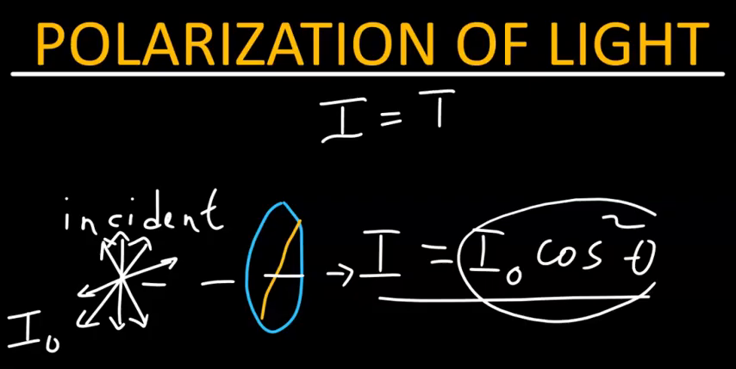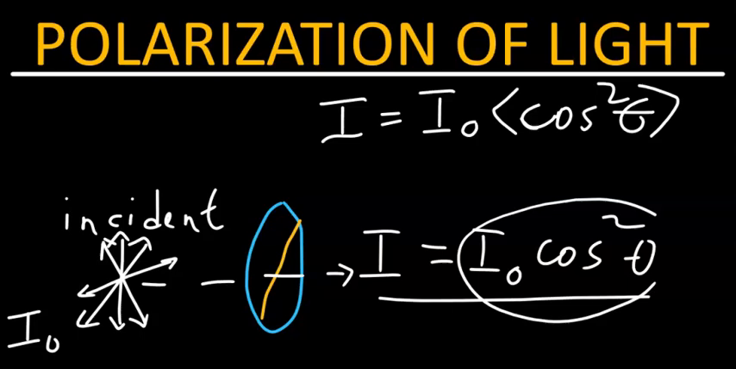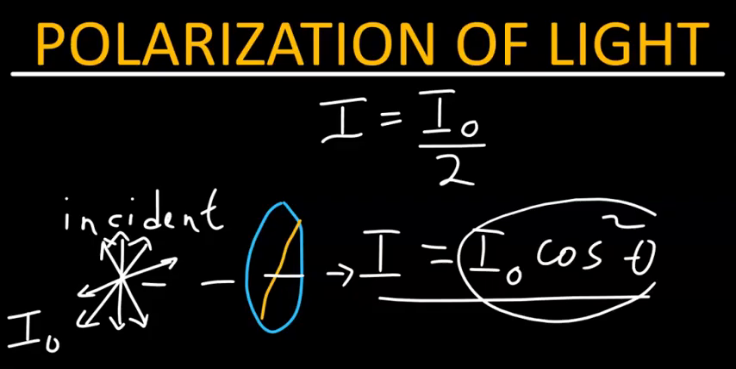So I0 is a constant. The average of I0 is I0. The average of cosine squared theta taken over 0 to 2 pi radians is half. So the intensity of light that emerges is I0 over 2, half of the incident light intensity.